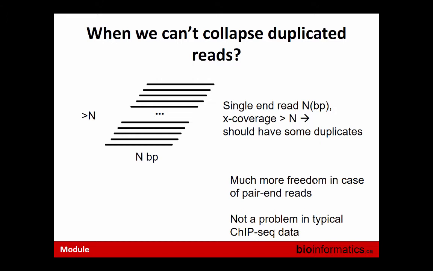It's 50. If we have coverage more than 50 and our read length is 50, then there is no way we can get more than 50 without having two reads being exactly aligned to exactly the same location. It's clear, isn't it? We can't have this tower of higher than 50, let's say 51. If we have 51, then in this particular region, we should have at least one read to have exactly the same copy. So that's how you can estimate what to do with duplicated reads.